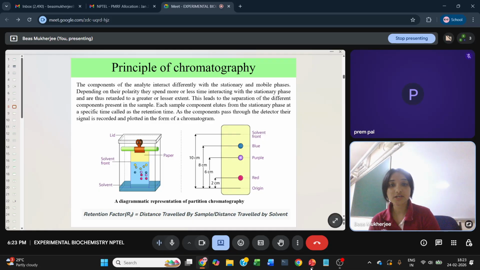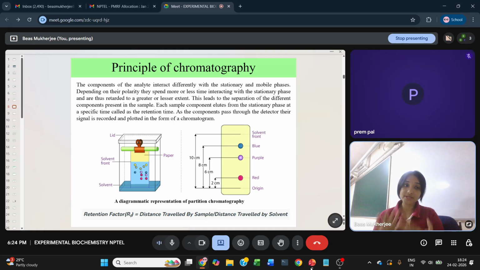Okay, so here the example that is shown for you is for paper chromatography. What is happening? You can see that from the origin, all of these different colors are rising to different heights. The distance traveled by the sample is divided by the distance traveled by the solvent. You can see the solvent front, that means how much the solvent has been absorbed. So the ratio between the two is known as the retention factor.